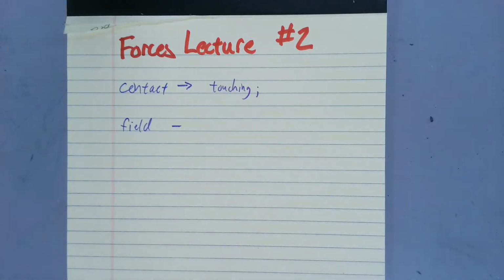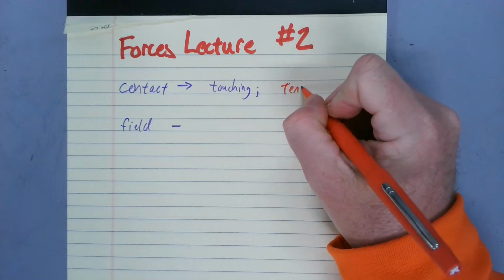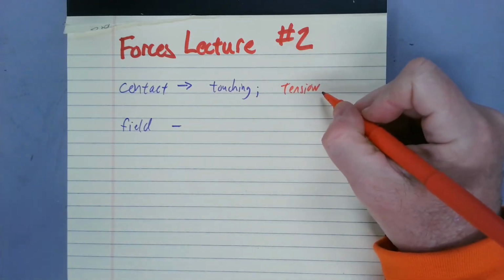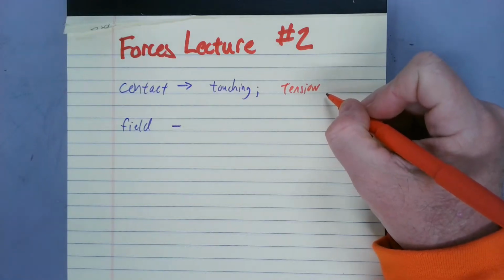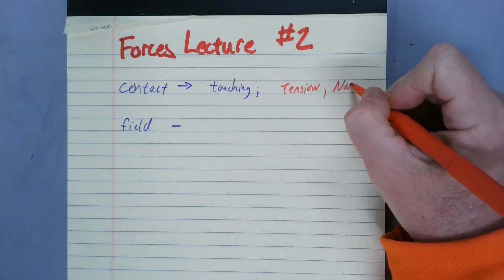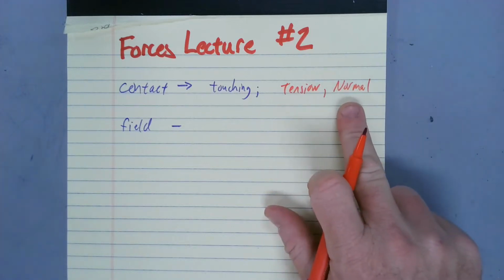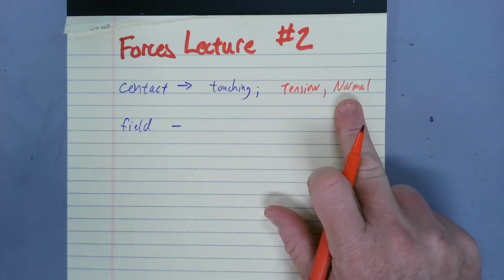For example, tension. You have to be touching the rope or the chain. The object has to be touching the rope or the chain that is applying the force in order for the force to be a force. So tension is very definitely a contact force, where you have to be tied to or touching a rope or a chain. The normal force is very definitely a contact force because you have to be contacting that surface.